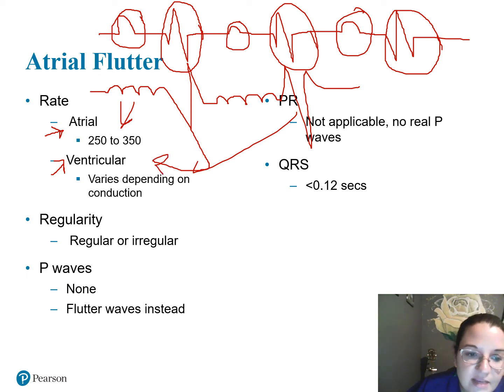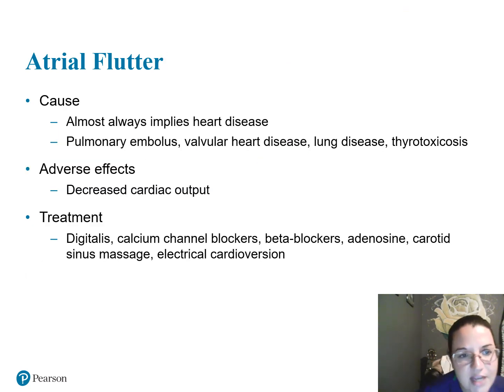For my atrial flutter, I can be regular or irregular. My P waves are none, and I'm going to see a flutter instead. My PR is not applicable, right? Because I have so many P's. How are you going to be able to tell what your interval is for the P waves? You can't. So it's going to be NA, not applicable. And your QRS, we can still determine our interval, and it will remain less than 0.12 seconds. So what can cause me to have a flutter? Almost always implied by heart disease. There can be a pulmonary embolus, valvular heart disease, lung disease, or thyroid toxicosis. Look up thyroid toxicosis. This is very interesting.